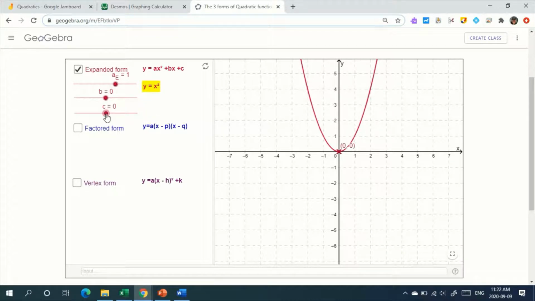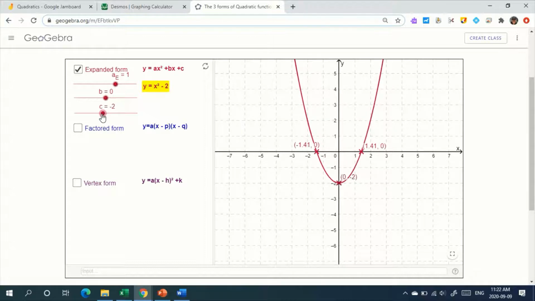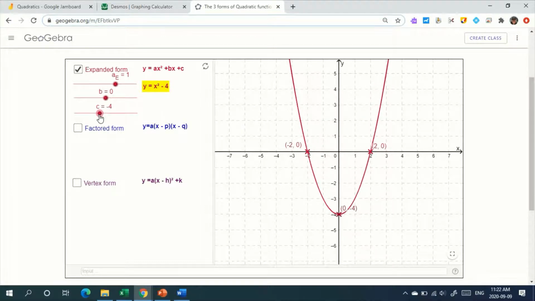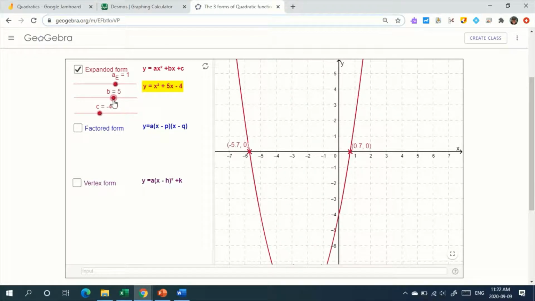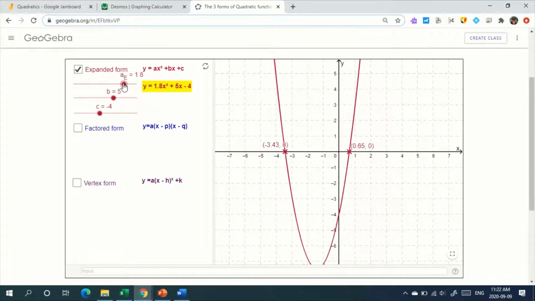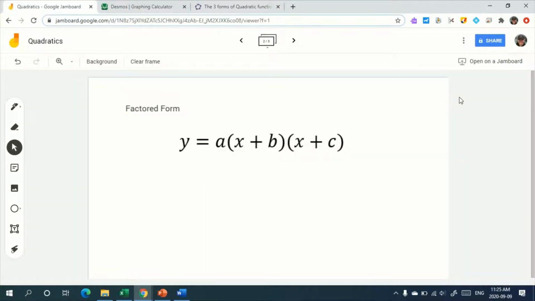And let's have a look at our c. So c, we said, was the y-intercept. So as we move that, we can see -4 and our y-intercept down here, -4. Now if I play with all the numbers, let's see what happens here. There's my intercept at -4. I've got a positive b, which means I shifted left, and I am greater than 1, which means my parabola is getting thinner.